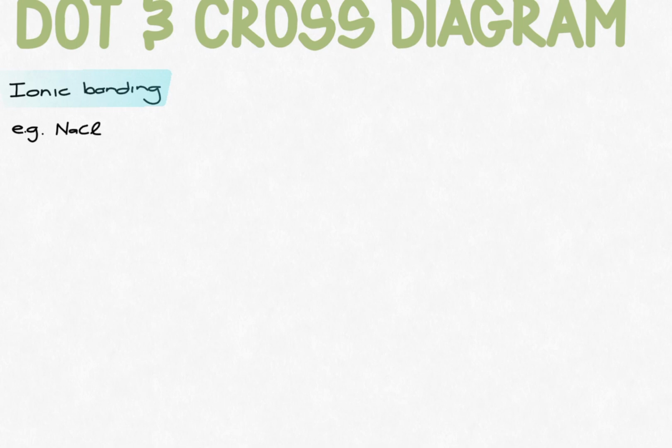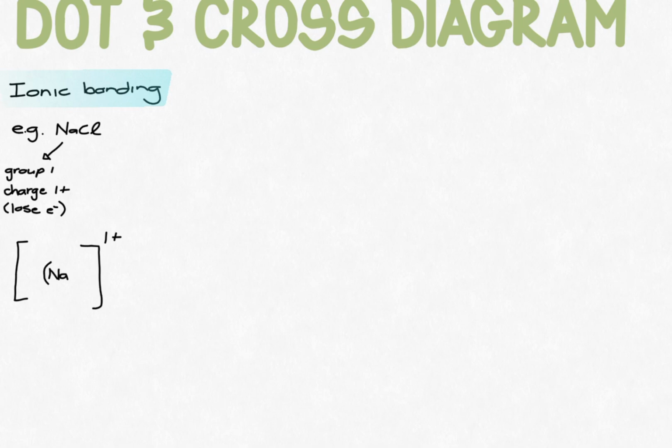Now we're going to use sodium chloride as an example. Now sodium is from group 1, meaning that it has a charge of 1 plus. This shows that it loses 1 electron. So when we draw the dot and cross diagram for ionic bonding, we will first create square brackets and put the charge at the top right corner of the square bracket. We'll then add the atom in the middle.